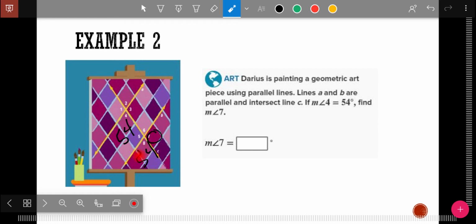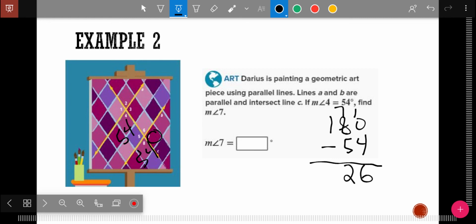And so now 7 and 8 make a straight line, so they add up to 180. All right, so I'm going to do 180 minus 54. I get 126, and so angle 7 is 126.